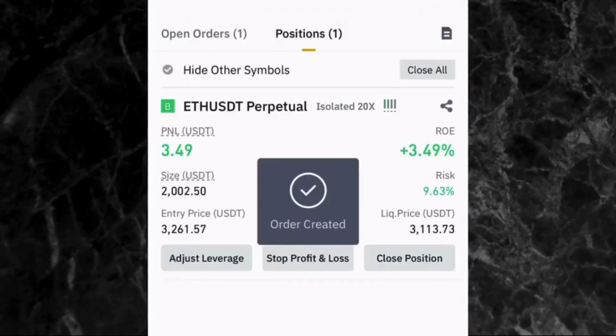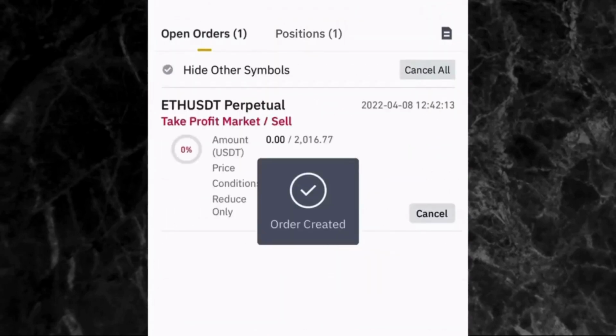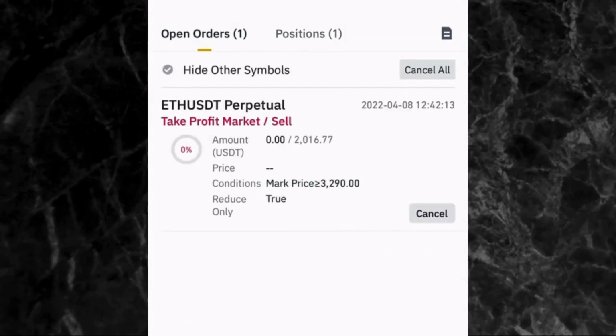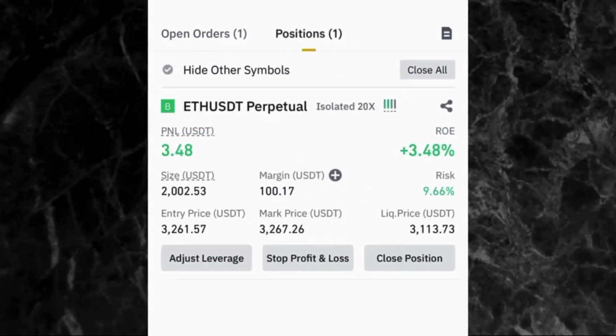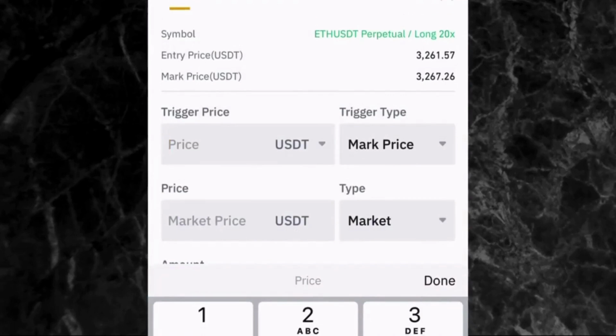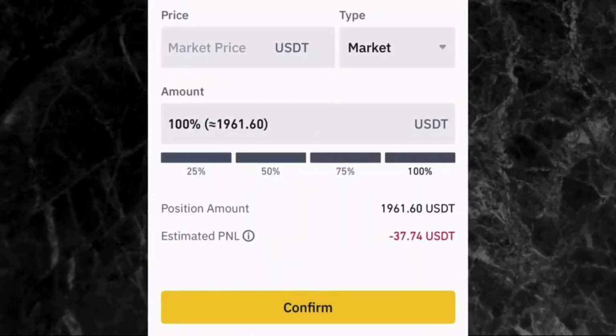Now that take profit, you will see it under open order. Now, if you also want to set your stop loss, let's go back and set our stop loss. You can set your stop loss to be at, let's say, $3,200. This means that if the price should go down to $3,200, you can see at the bottom that you are going to be losing $37.